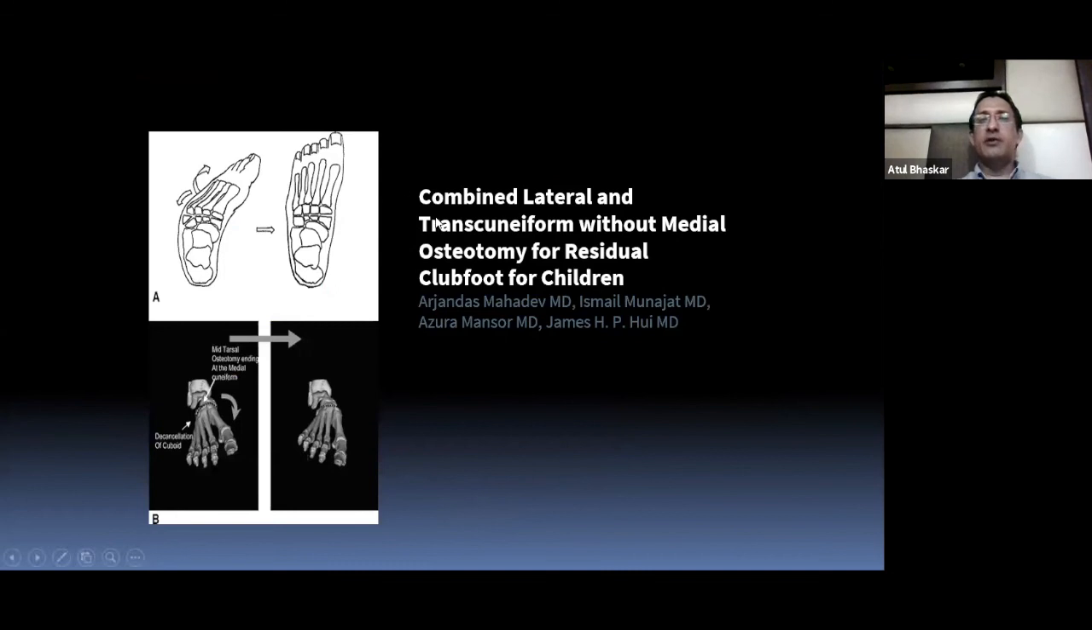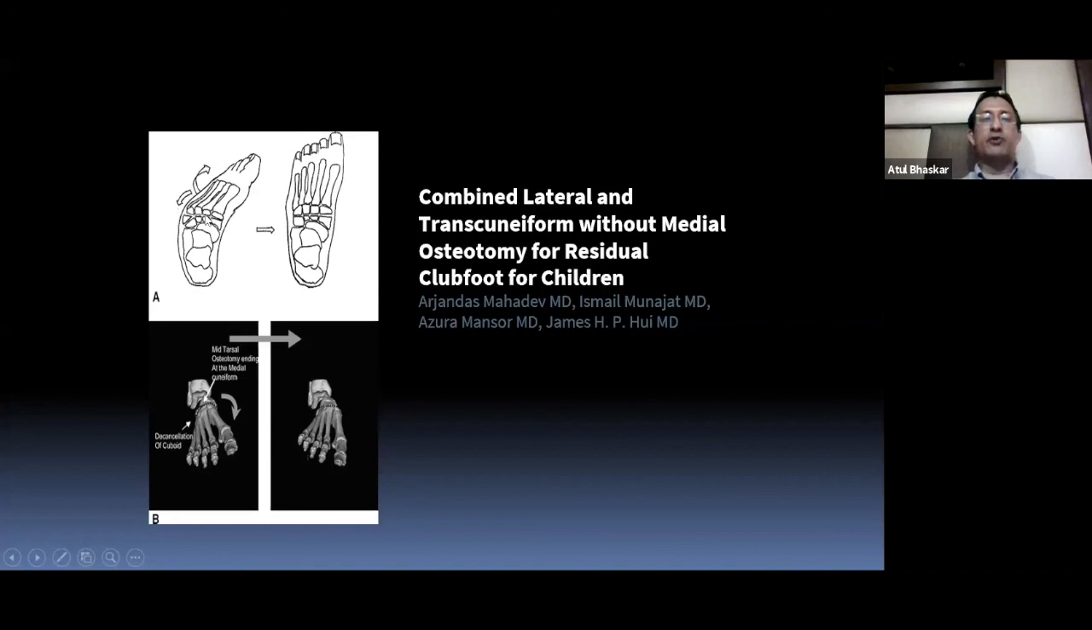This is what has been described. Transcuneiform osteotomy, combine lateral and medial so that you maintain the length of the foot. So you can remove a wedge from the lateral side and you can put it on the medial side. So this also corrects the supination of the foot, which is very, very commonly seen with the relapsed club foot.